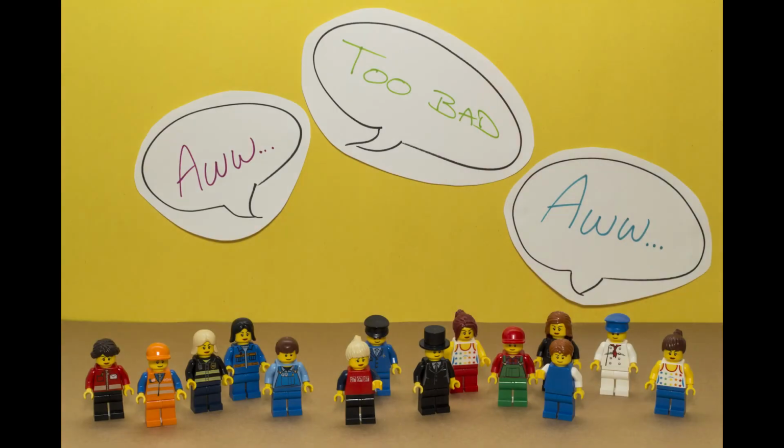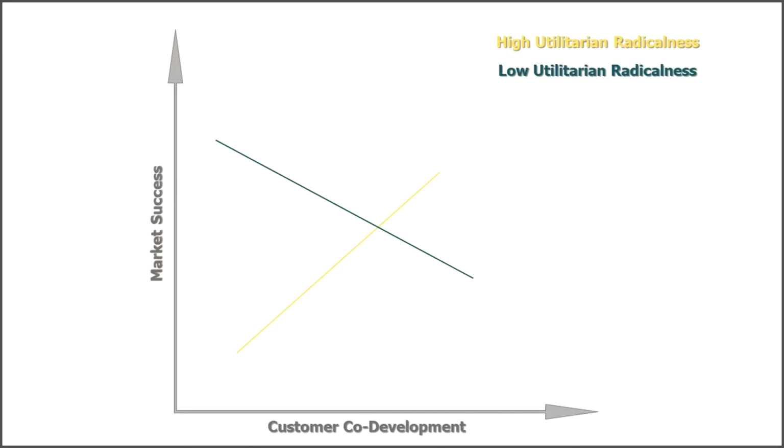The research found that by itself, involving customers in new product development does not contribute to market success. This seems to contradict much of the hype around co-creation. The research indicated that co-creation contributes positively to market success when utilitarian radicalness is high, meaning that there is a radically new technology or functionality, but negatively when utilitarian radicalness is low.